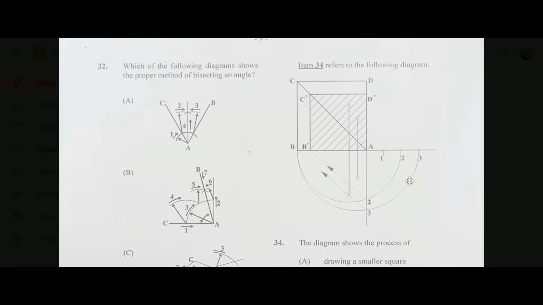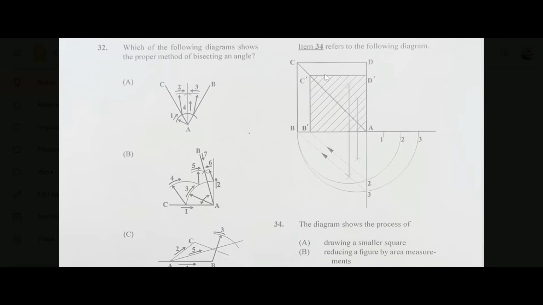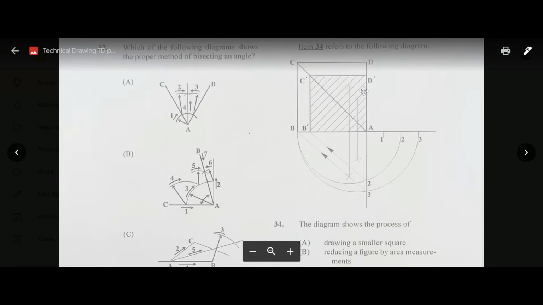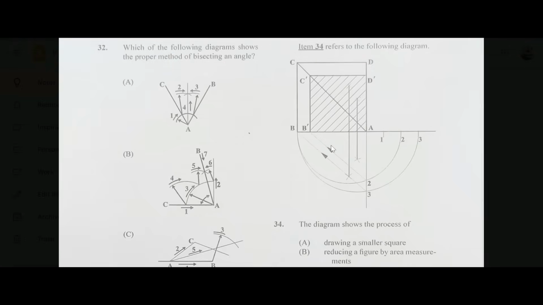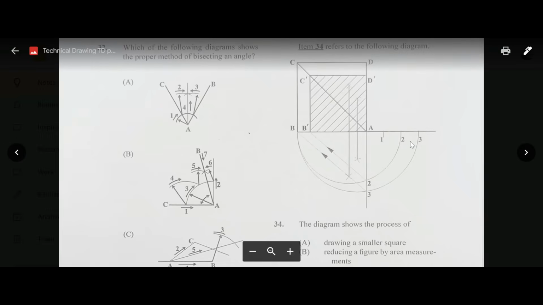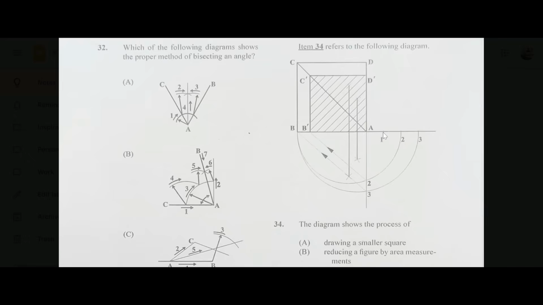Number 34, a very tricky question. What's happening in this question is that they are reducing the size of the square in a ratio, right? They're reducing the size of the original square in a ratio. Hence, you have 1, 2, 3, these markings here.